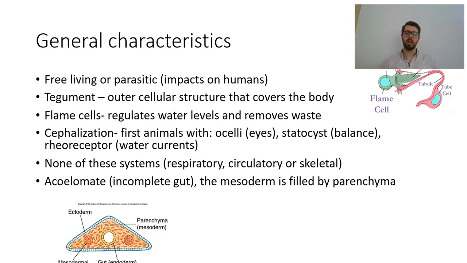An incomplete gut is very important because, evolutionarily, whenever we're looking at the evolutionary tree, having a complete gut allows the animal to completely process one meal and also eat another meal. However, in this case, because the mouth and the anus are effectively the same spot, Platyhelminthes can only eat one thing at a time.